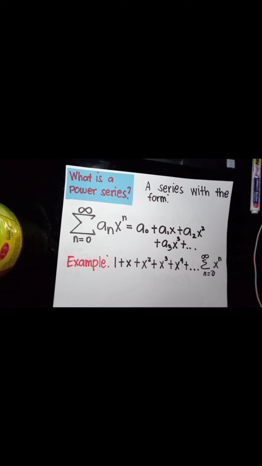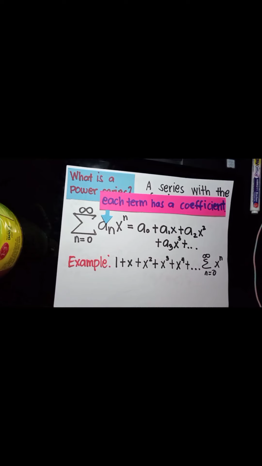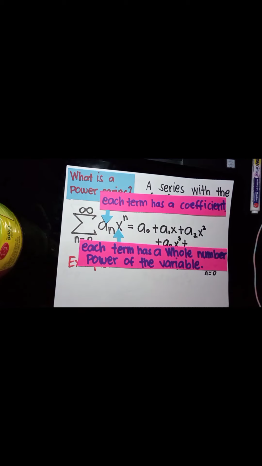For this video, we will tackle sections 11.8 to 11.11. So, what is a power series? It is a series of the form the sum from n equals 0 to infinity of a sub n times x to the n. Each term has a coefficient a sub n, and x to the n, a whole number power of a variable.